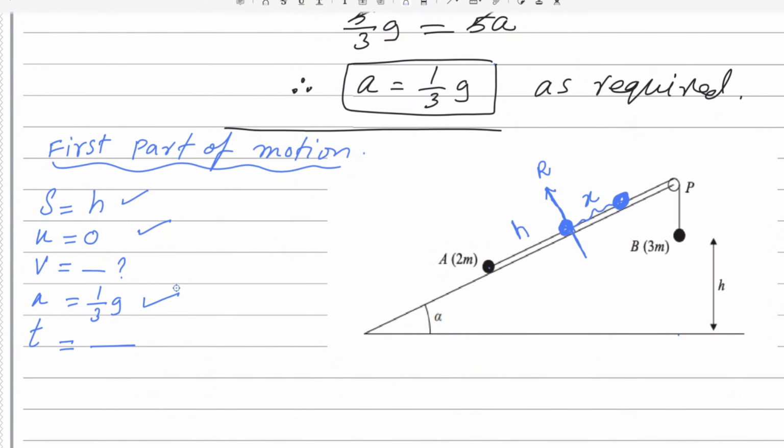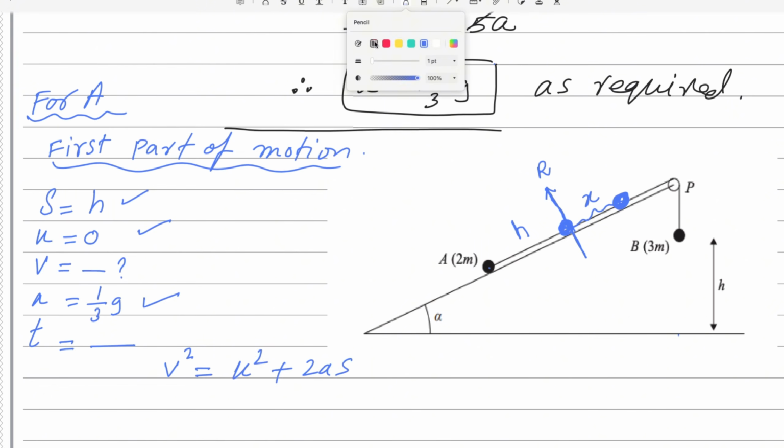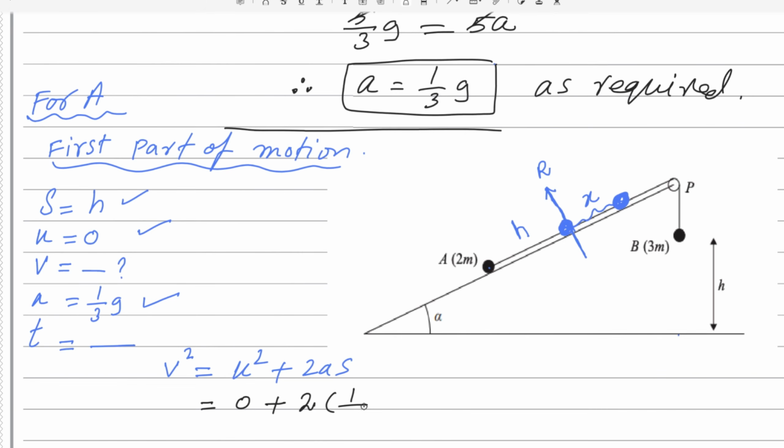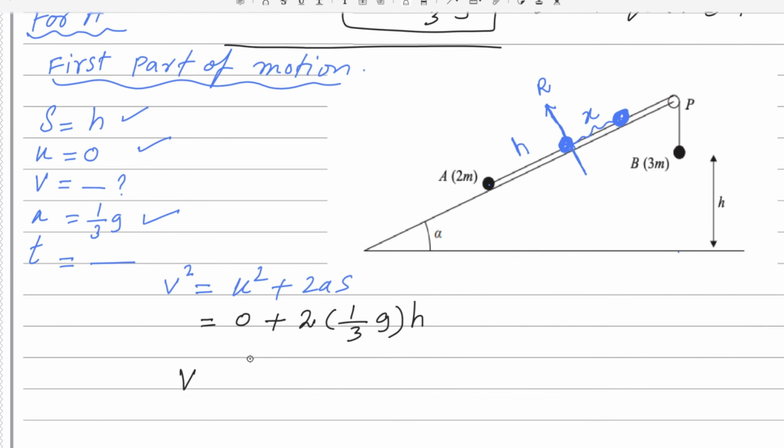We are using this for particle A, first part of the motion. These things are given, and we can apply this equation of motion. We know that when three things are known, the fourth one we can find. When it reaches this position, what was the speed? That speed we have to find in terms of h. So the formula is v squared equals u squared plus 2as. Plug in the values. So u is 0, plus 2 into 1 over 3 g, this is the acceleration, and the distance covered is h. We can find v by taking the square root of this value. So it will be the square root of 2gh over 3. This is the speed of the particle when it reaches this position.